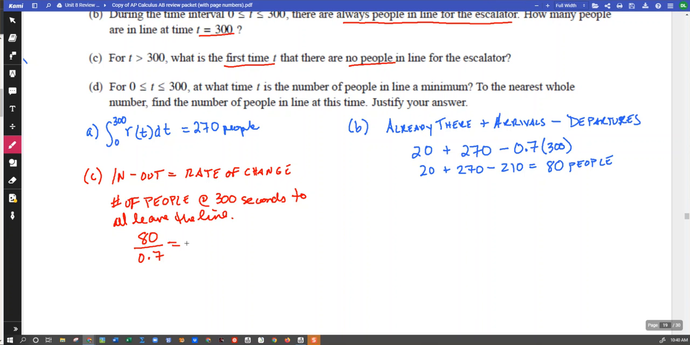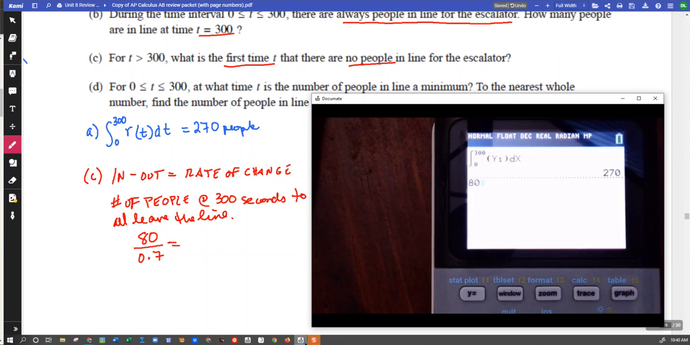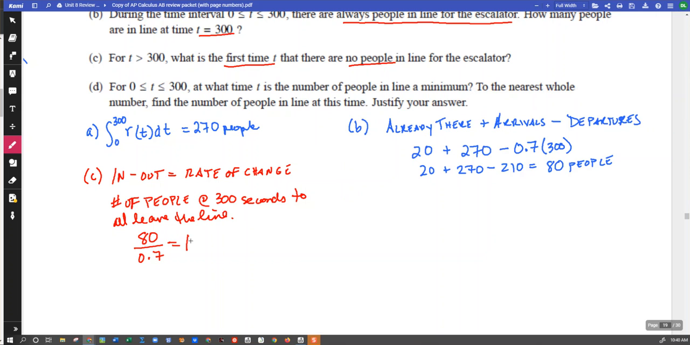If we do that on our calculator, let's check that out. 80 divided by 0.7 gives us 114.285. We can simply truncate. And once again, if you were rounding, it would be 114.286, but AP Calculus allows for truncation. So we can say 114.285 is the time for the people at 300 seconds to all leave the line. So that takes 114 seconds.